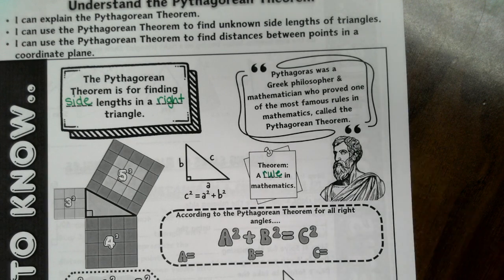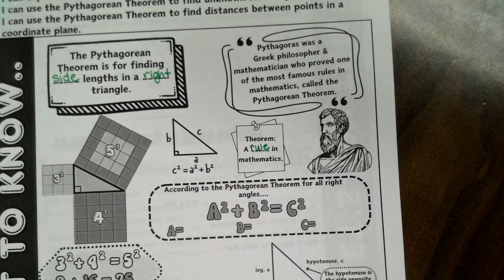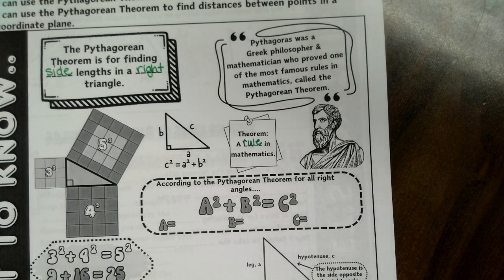Okay, so this is Pythagoras. This is my great description of him. He was a Greek philosopher and a mathematician, and he proved one of the most famous rules in mathematics, and that was essentially named after him, the Pythagorean theorem. So here's some things to show you. According to the Pythagorean theorem, for all right triangles, a squared plus b squared equals c squared.